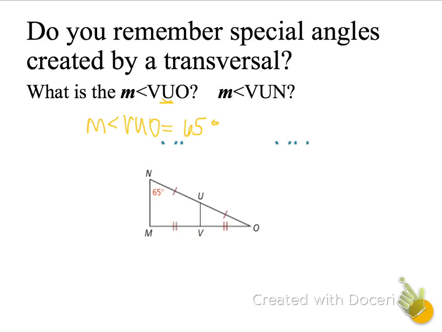Now, the measure of angle VUN, I want this one. Well, it creates a straight line, so if I take 180 minus 65, I should get 115 degrees because it creates a straight line.